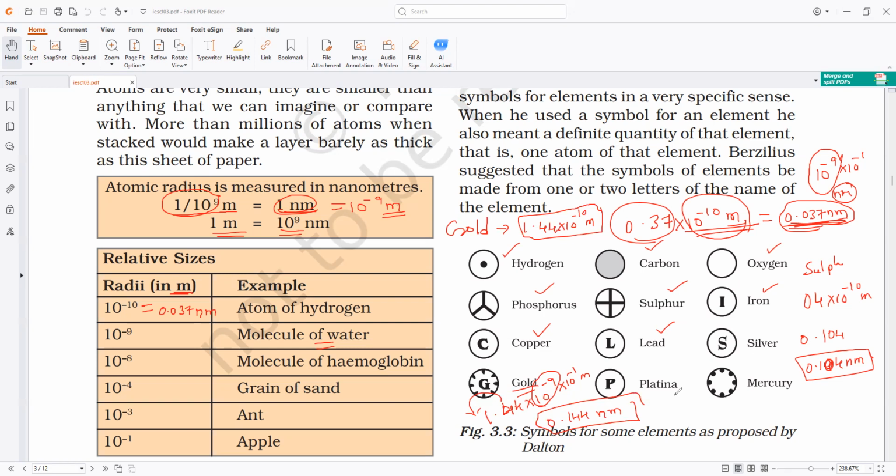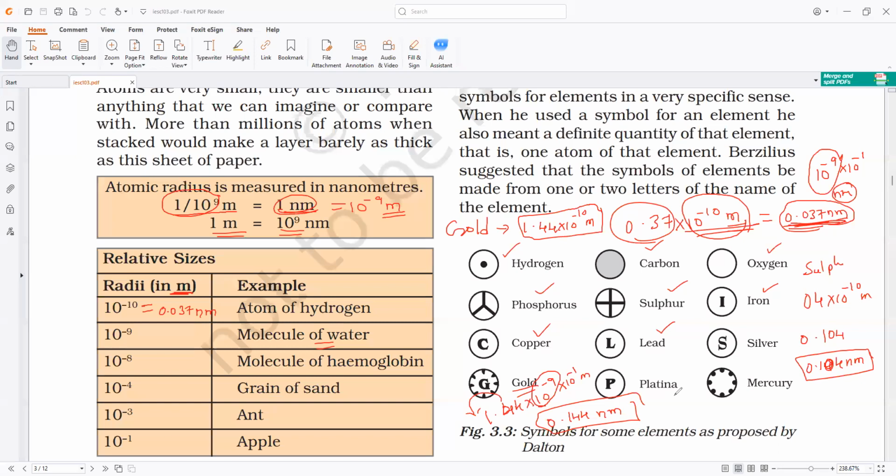So, sir, how am I saying the size of atoms are of the order of 10 power minus 10 meters? With the calculations, after calculating, the size of most of the atoms is found to be of the order of 10 power minus 10. Clear, everyone?